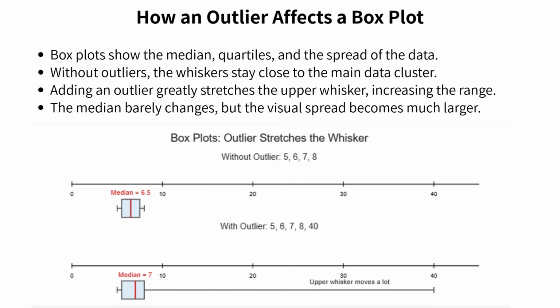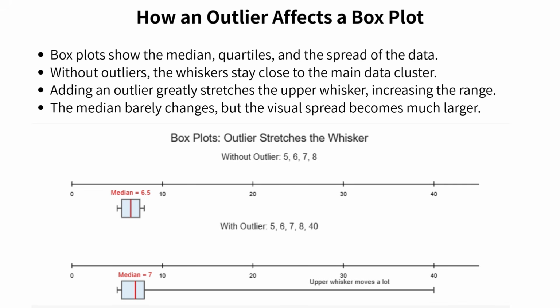Now look at the second box plot, where we add a single outlier, the value 40. The main cluster of values, 5 through 8, still forms the box, and the median shifts only slightly to 7. But the outlier dramatically stretches the upper whisker far to the right.